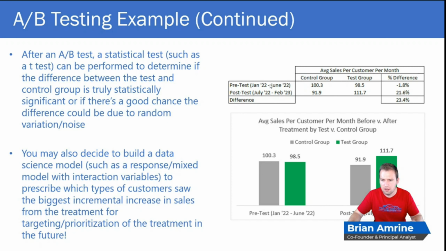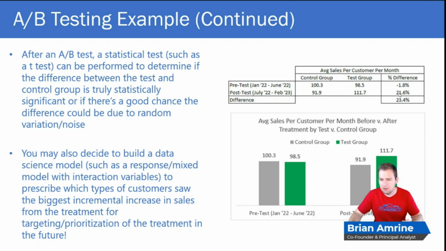We want to compare that to what the difference was like in the post-test period, in this case July 2022 through February 2023. And during that time period, we actually saw that the test group was 21.6% higher in terms of average sales per customer than the control group.